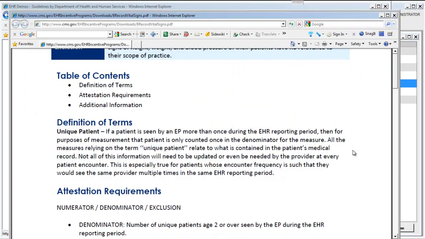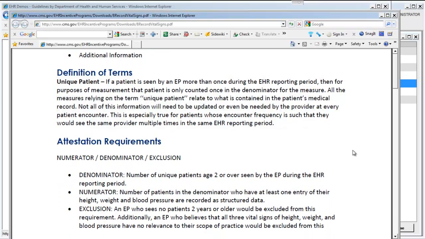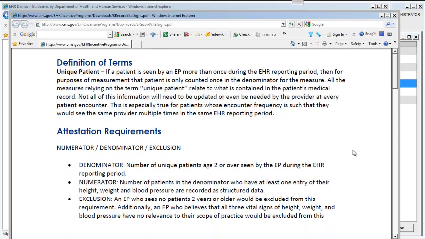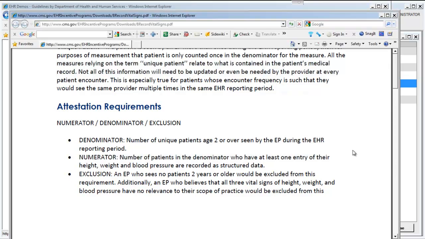Let's scroll down and take a look at some of the definition of terms here. Of course, a unique patient. If a patient is seen multiple times during the reporting period, they will only be counted once. The attestation requirements for this are again numerator, denominator, and exclusions.